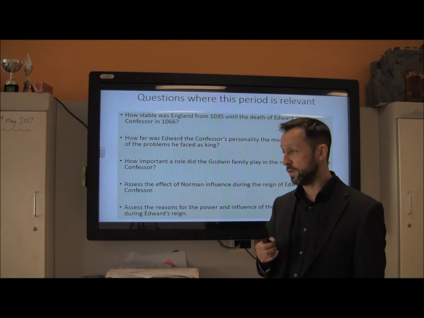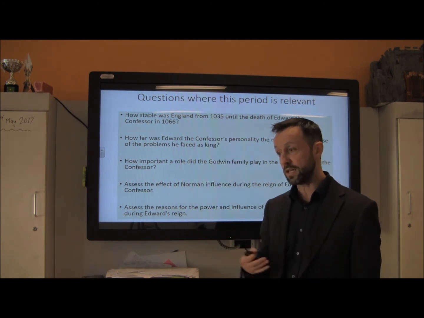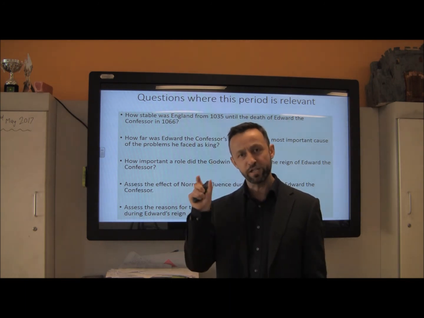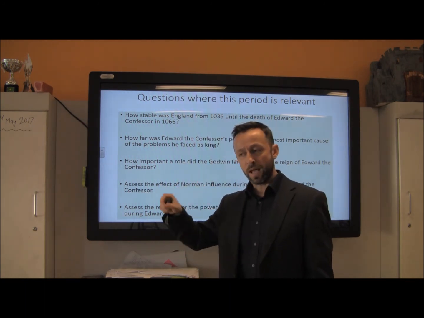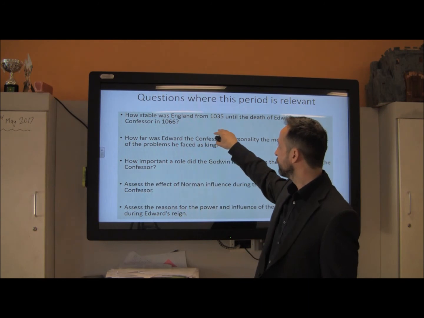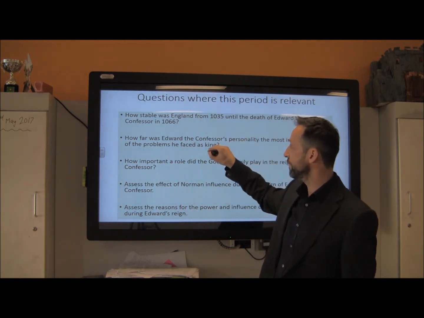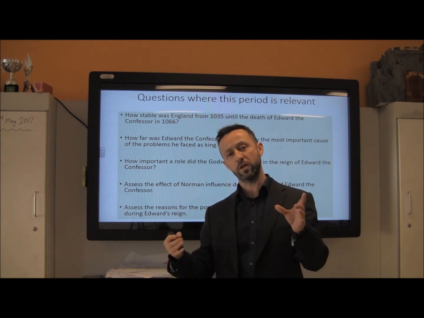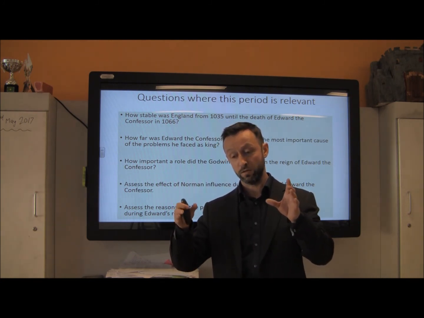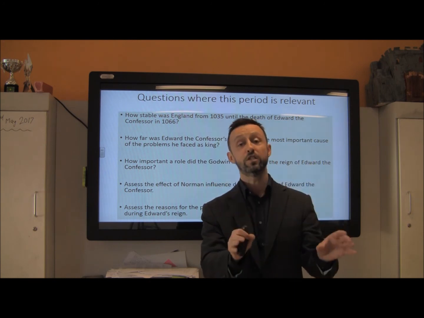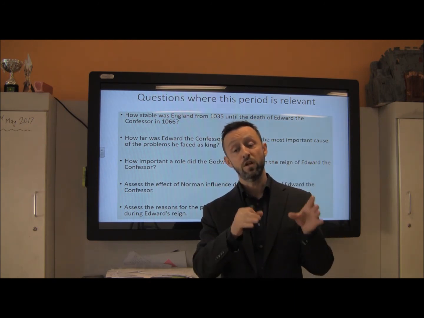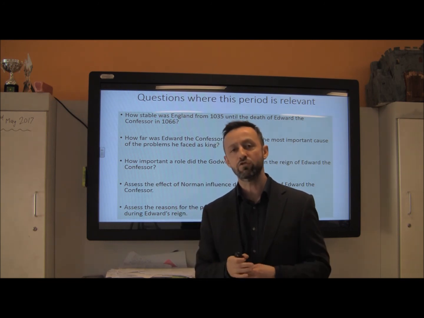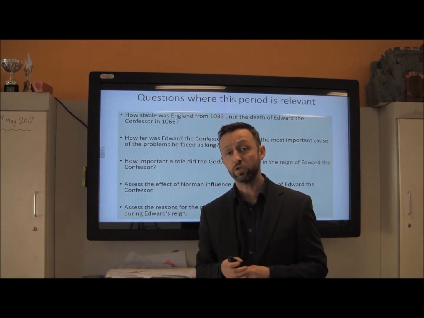So, questions that come up that you need to understand this period to answer. It's very rare for that to actually be explicitly mentioned, but it has come up. Here we've got: how stable was England from 1035 until the death of Edward the Confessor in 1066? I like this question a lot because it allows you to juxtapose the relative instability of these 4 kings in 7 years with the relative stability of Edward's reign. It gives you a really straightforward way of answering that question.